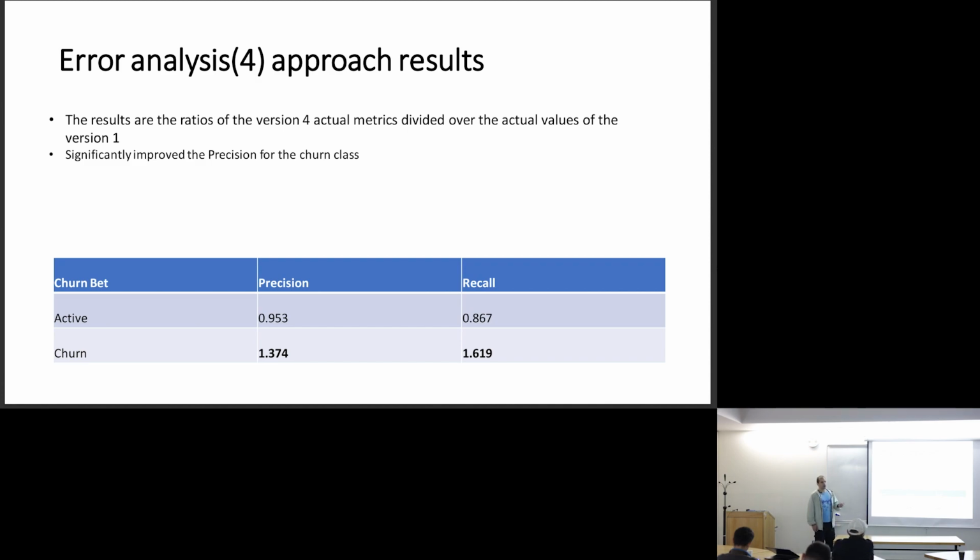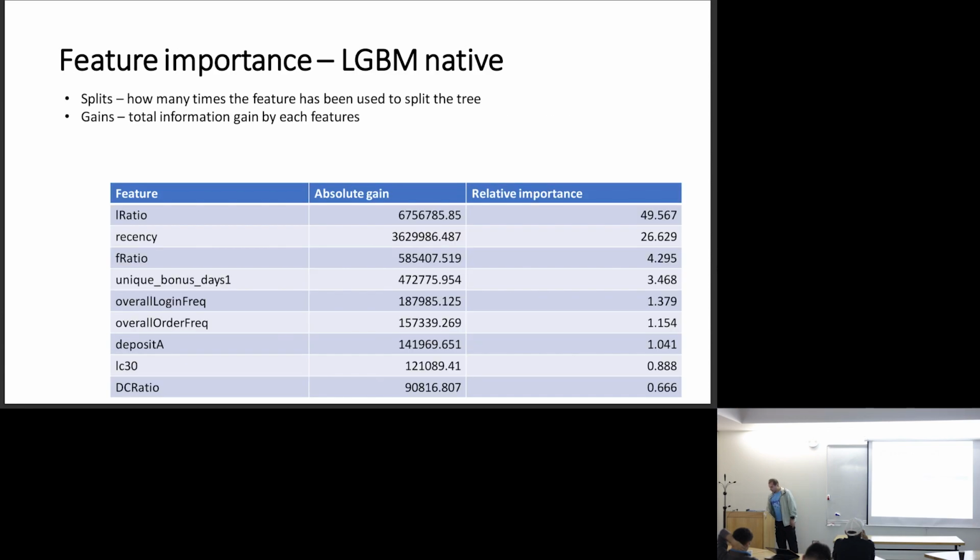After doing some more feature engineering, I've increased the precision by more than a third, 1.37. Again, this is the growth compared with experiment number 1. I think this is the current state of what we have, and this is already something that the business can use. And then I'll talk about the feature importances.